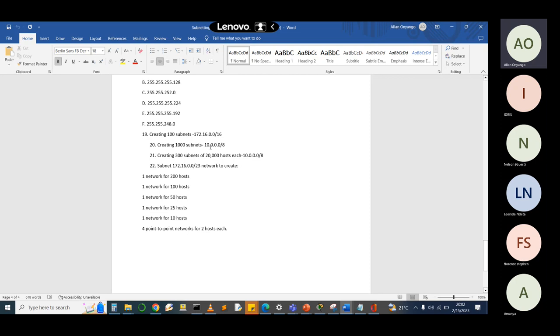Using the address 10.0.0.0/8, create 1,000 subnets using network 10.0.0.0/8. That is the first question. The second question: create 300 subnets using the same network address 10.0.0.0/8. That's the second question.